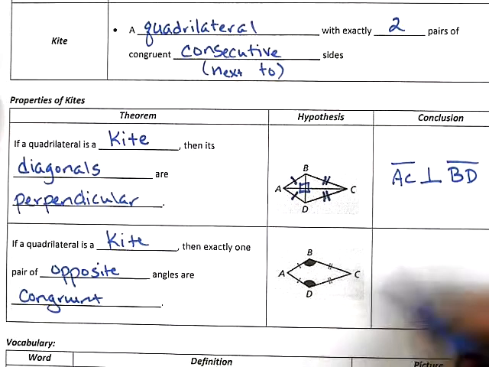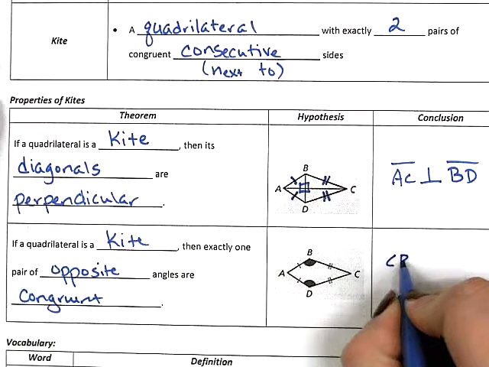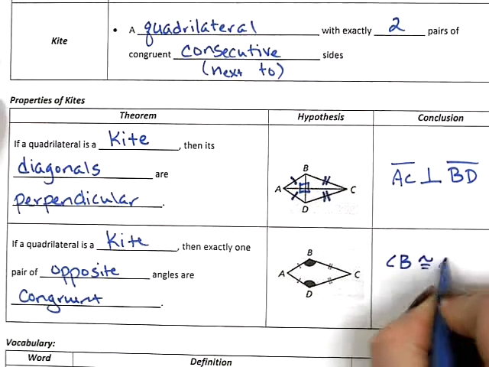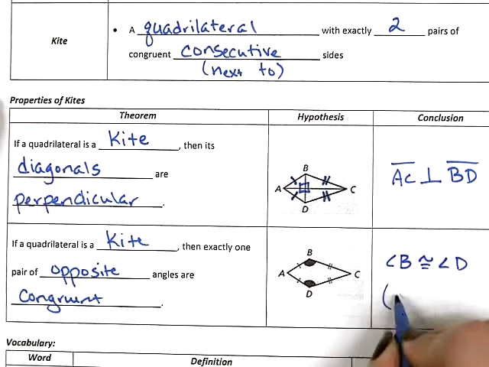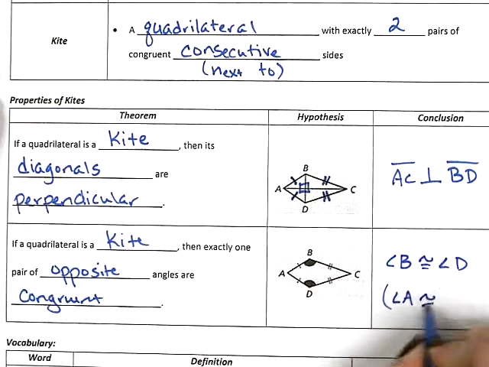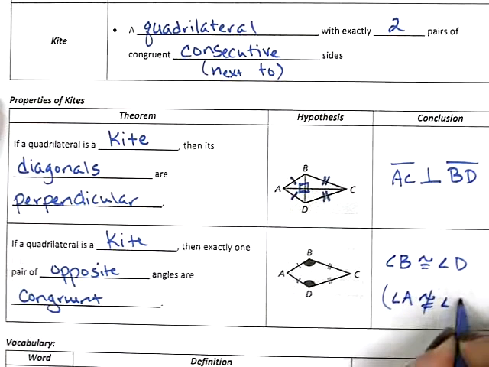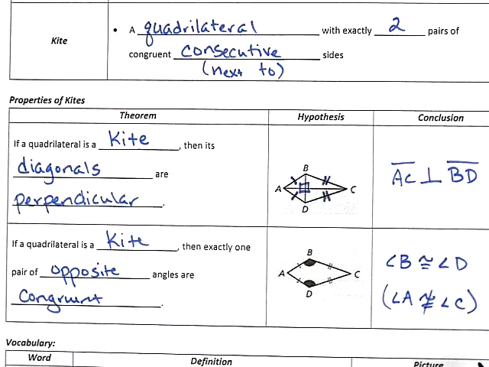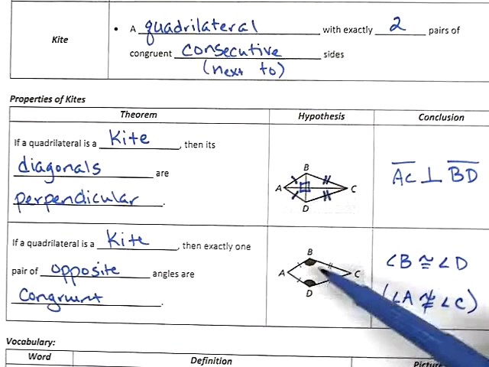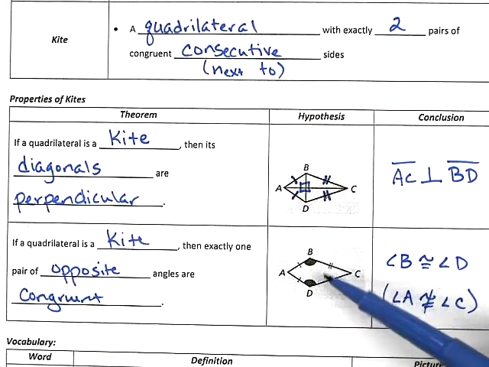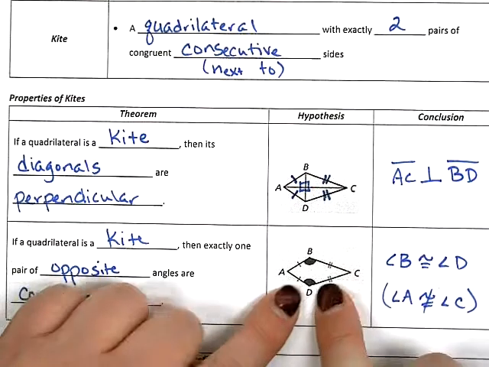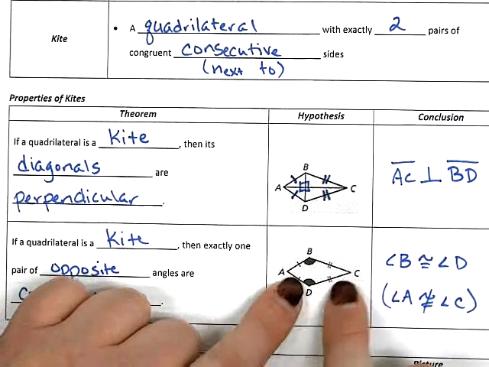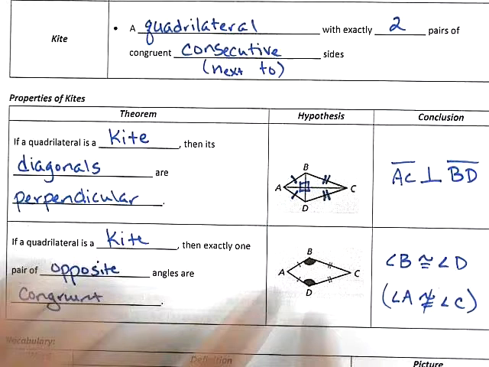So in this particular picture, angle B is congruent to angle D, but we cannot say that angle A is congruent to angle C. In fact, they are not congruent. Okay? So the two across from each other here are the ones that are congruent. They're in between my two congruent sides. Those are the angles that are going to be congruent to each other.